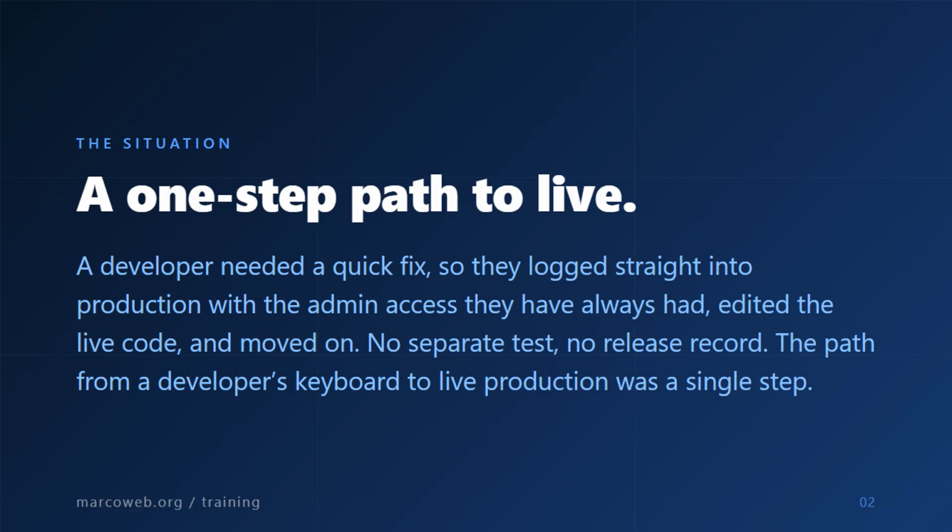Here is the scene. A developer needed to fix a bug quickly, so they logged straight into production with the admin access they have always had, edited the live code, and moved on. It worked, this time. There was no separate test of the fix, no release record, and nothing stopping the next edit from taking the system down. The path from a developer's keyboard to live was a single step.